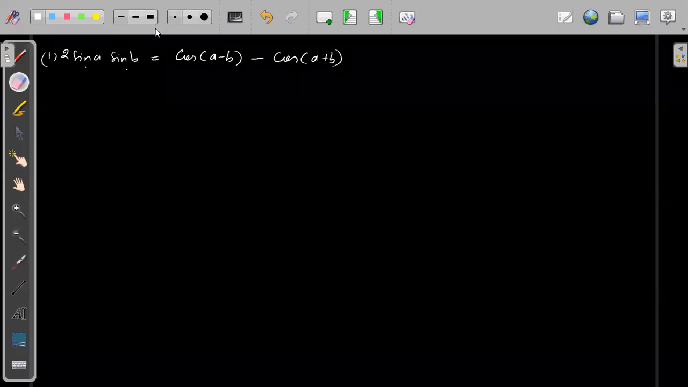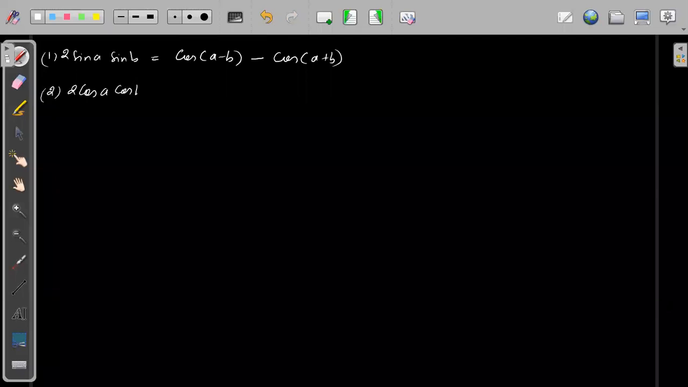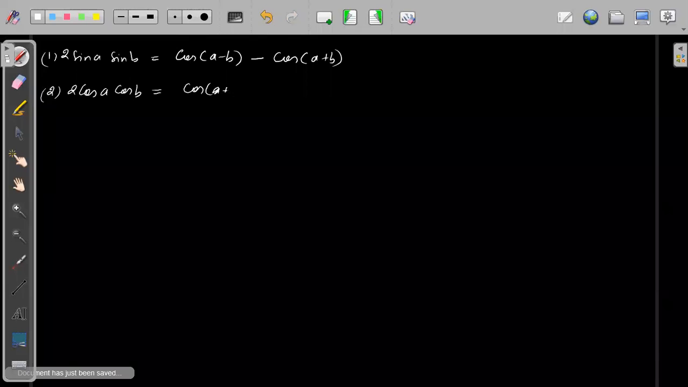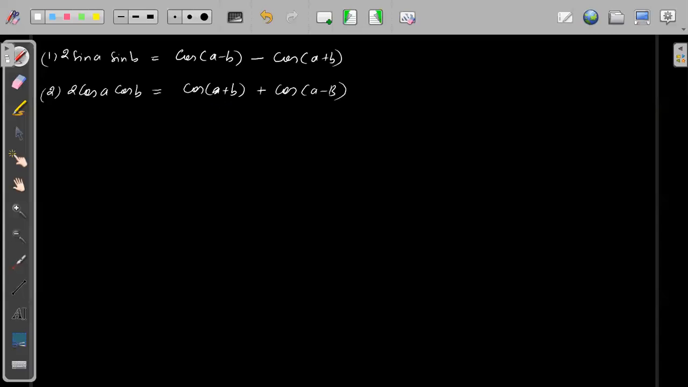From here, tricky thing starts. You have to remember these important formulas also. Everybody understood this part? Everybody has written the correct form? Just copy this one if you have not written. Second, 2 cos A cos B. This one is simple. Tell me what is this? Yes, very good. Cos of A plus B plus cos of A minus B. Right, everybody? This one is okay.